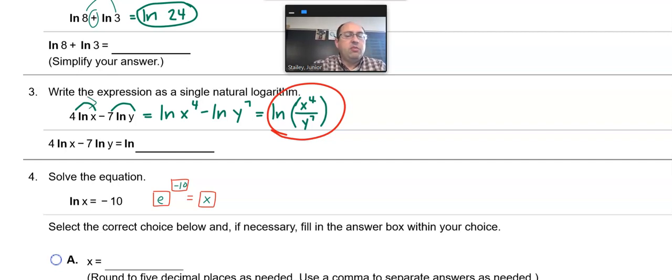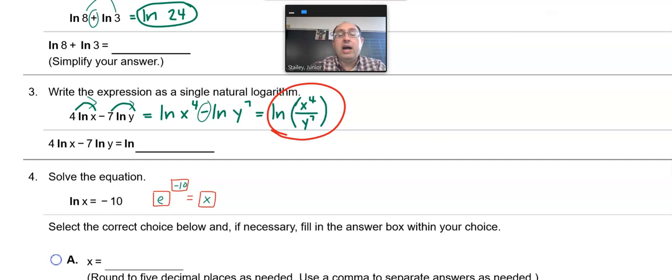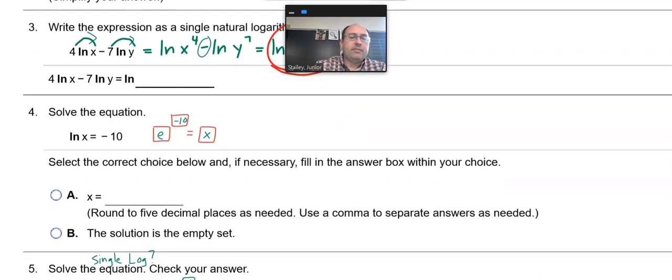So using the move it property, we move the 4 and the 7 up, make them exponents. Then we see subtraction, right? And when we do that, then we go, oh, I can change that to a single logarithm of a fraction. The natural log of x to the 4th over y to the 7th. x to the 4th in the numerator, y to the 7th in the denominator. Done with the question, right? So we just had to use the move property and the quotient property.